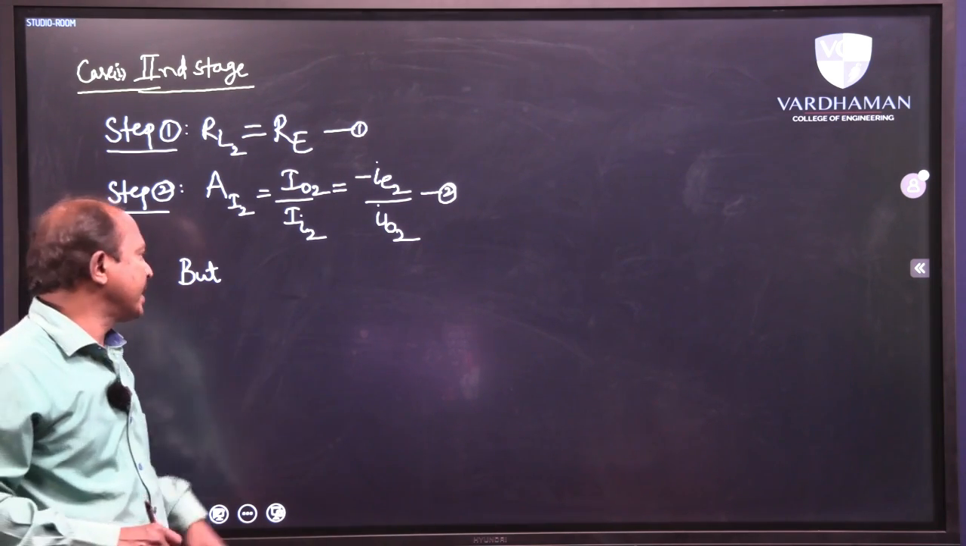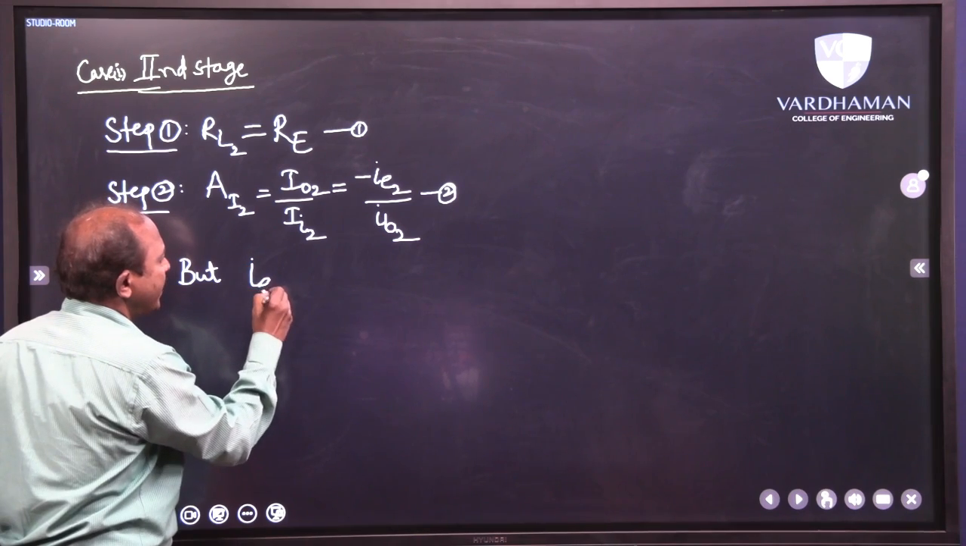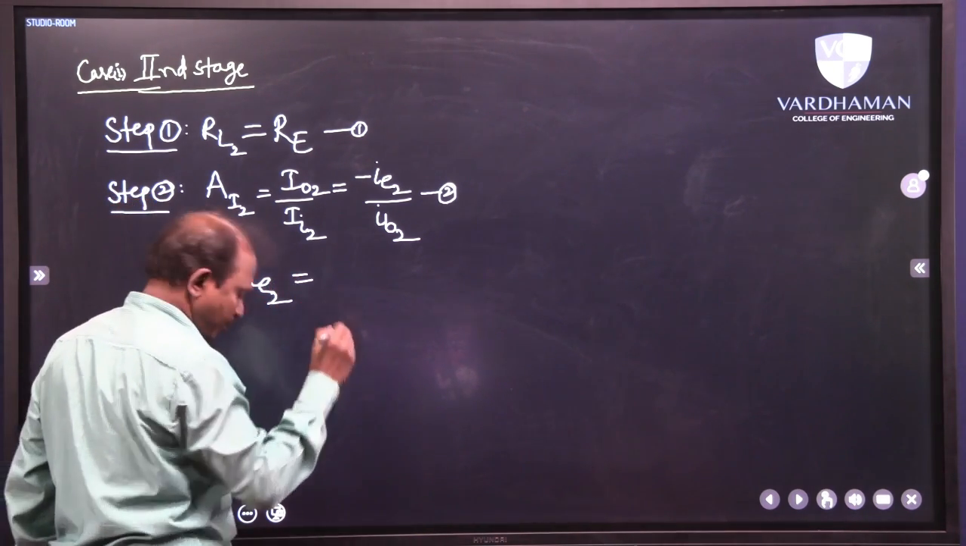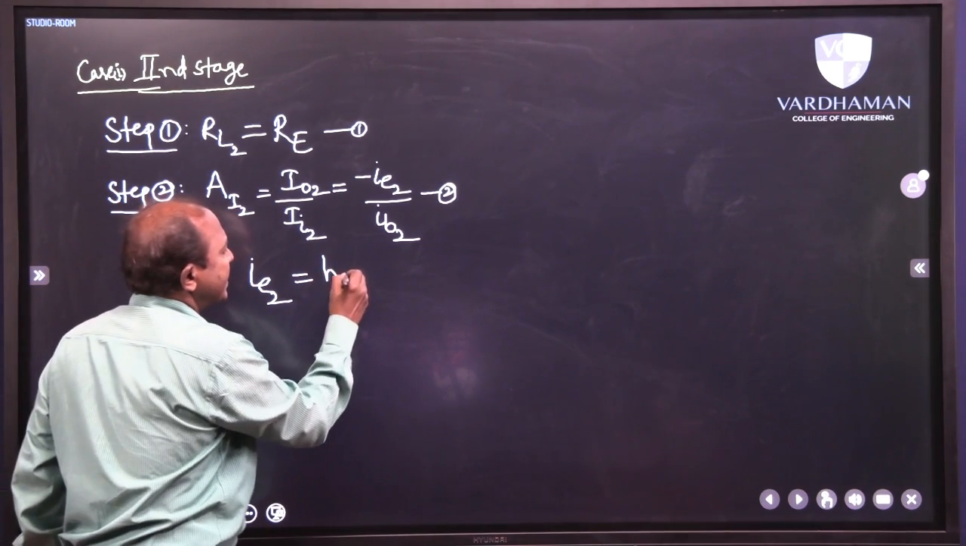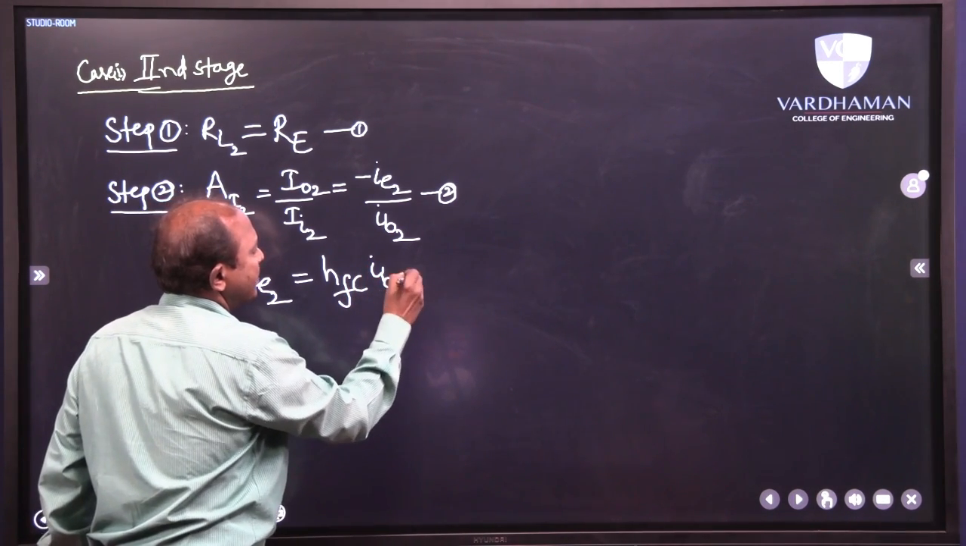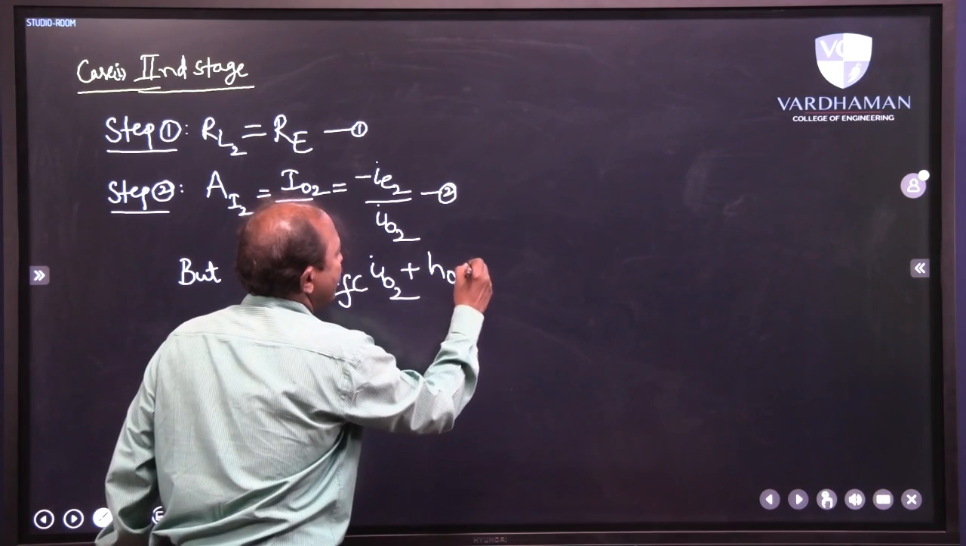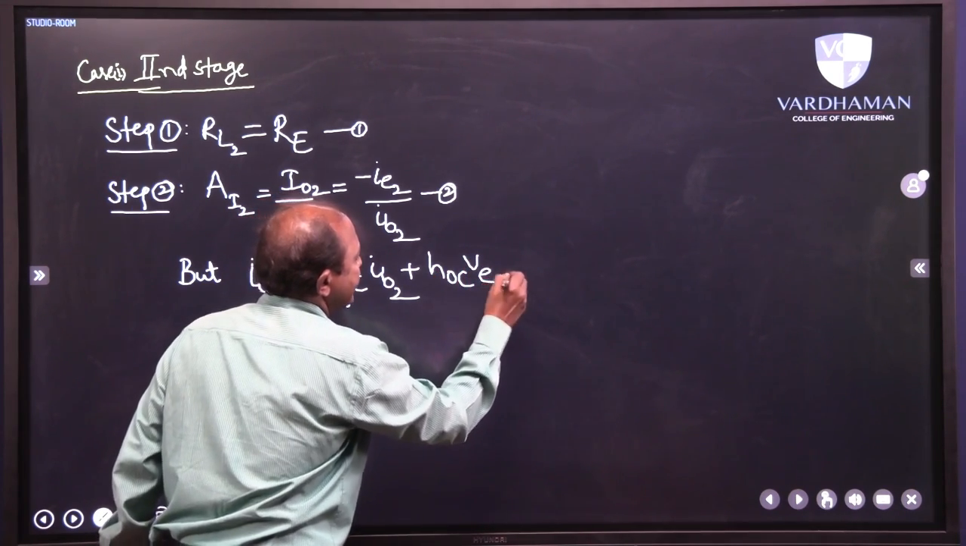With respect to common collector, the same equation can be written as IE2 equals HFC IB2 plus HOC VE2. This is the equation available with us.